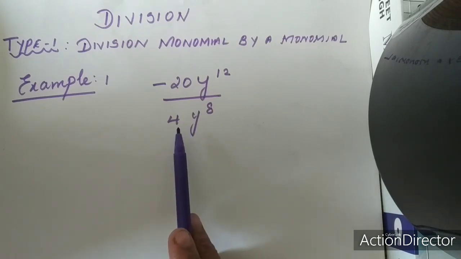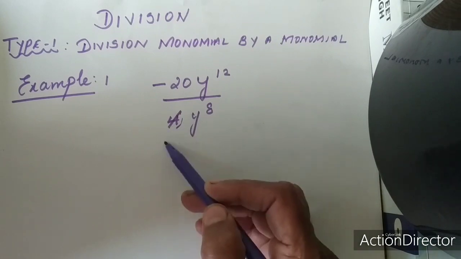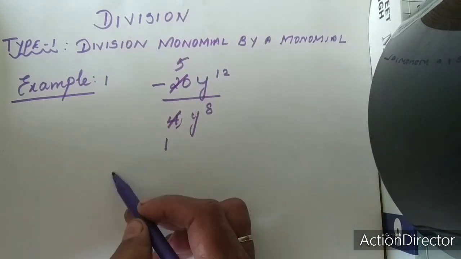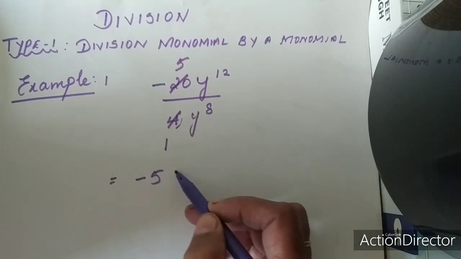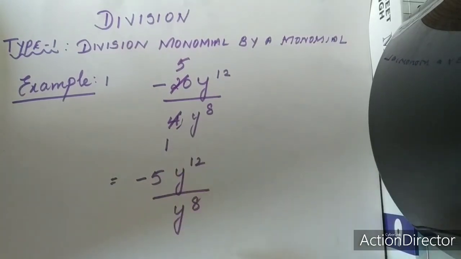So the first step is to cancel the numbers. So we can cancel these two numbers. 4 ones are 4, 4 5s are 20. So my answer is minus 5 y power 12 upon y power 8.